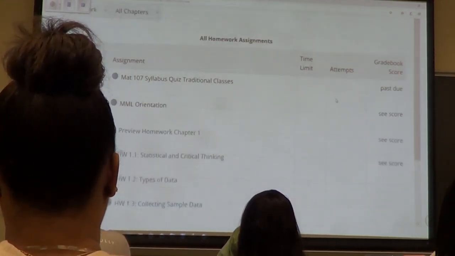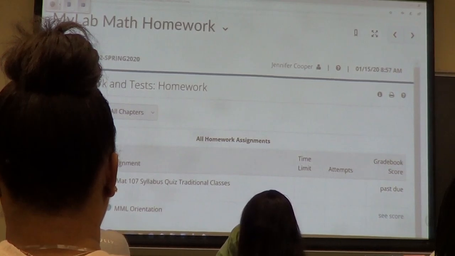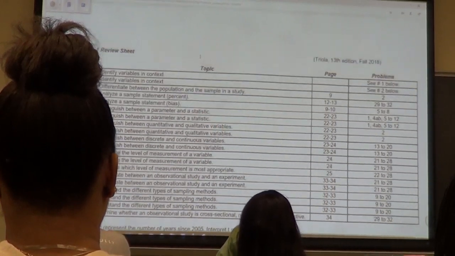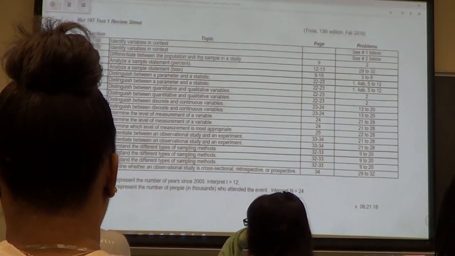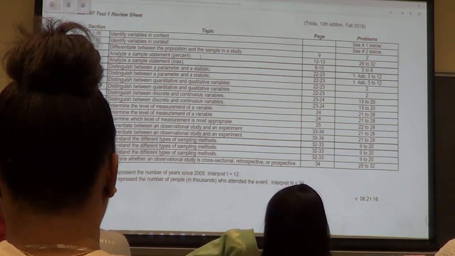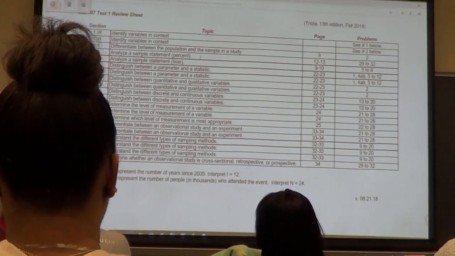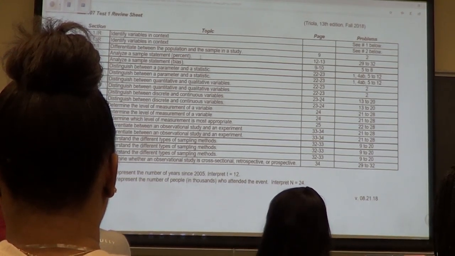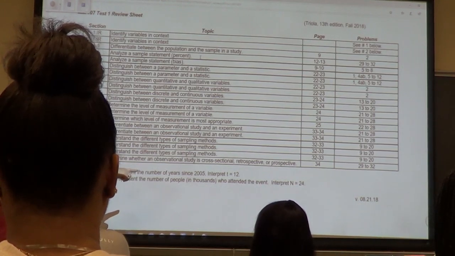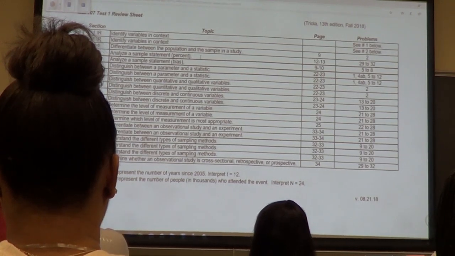Now, if you want to know, okay, what's on the test? What is Ms. Cooper going to go over on the test? She went over a lot of stuff. Here is the test. On the test, we have already gone over 5 of the 20 questions. Number 1 and number 2 I have down here. It's not going to be the same questions, y'all. Let T represent the number of years since 2005. Interpret T equal 12. Remember doing that one? Just add them together. Let N represent the number of people in thousands. So N would be 24,000. That's 2 of your questions on your test.